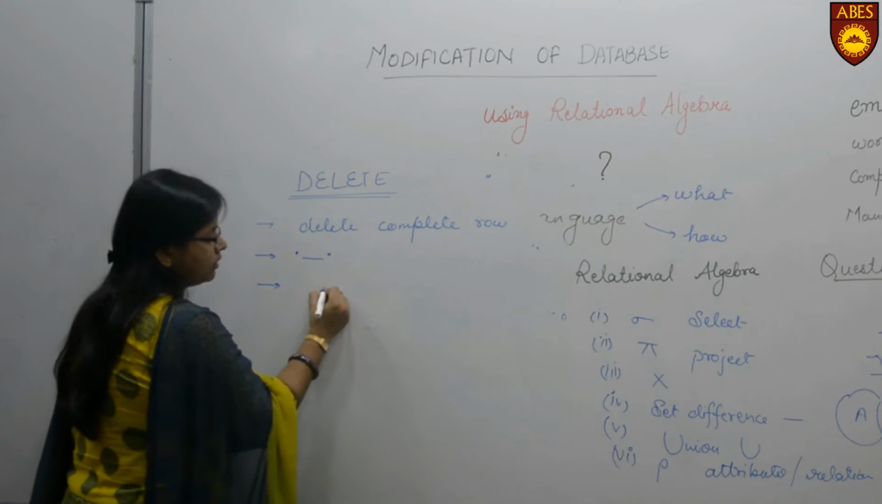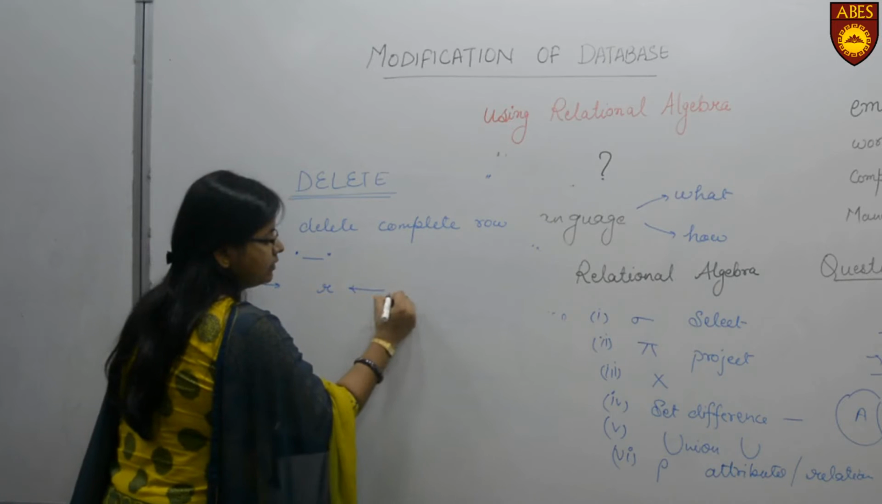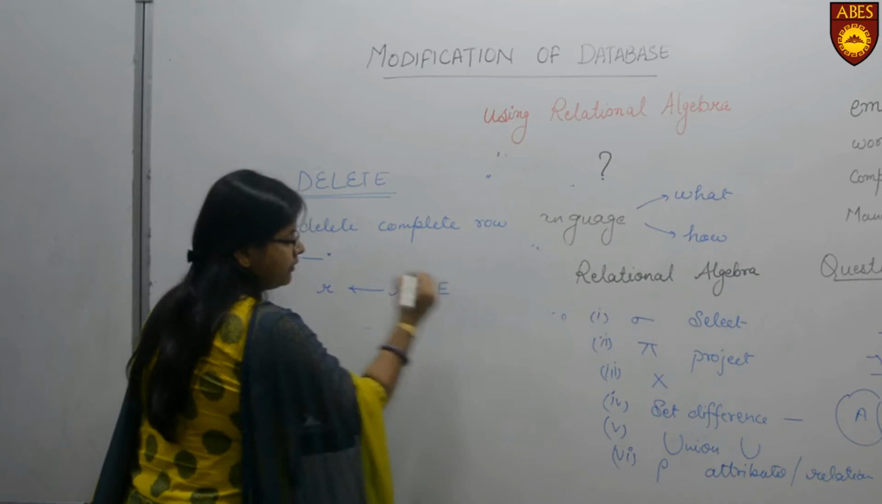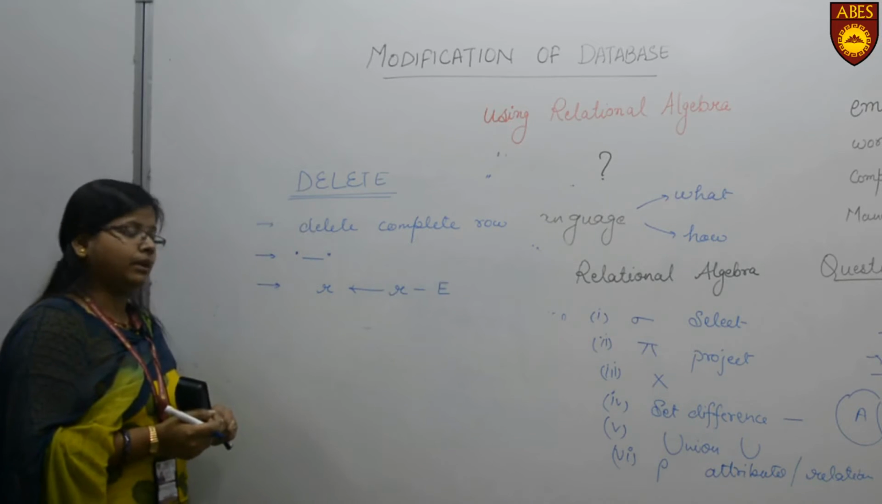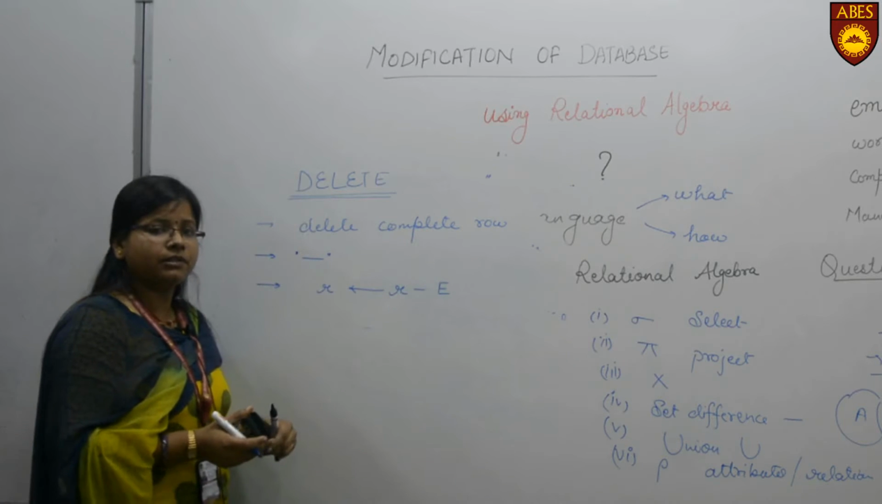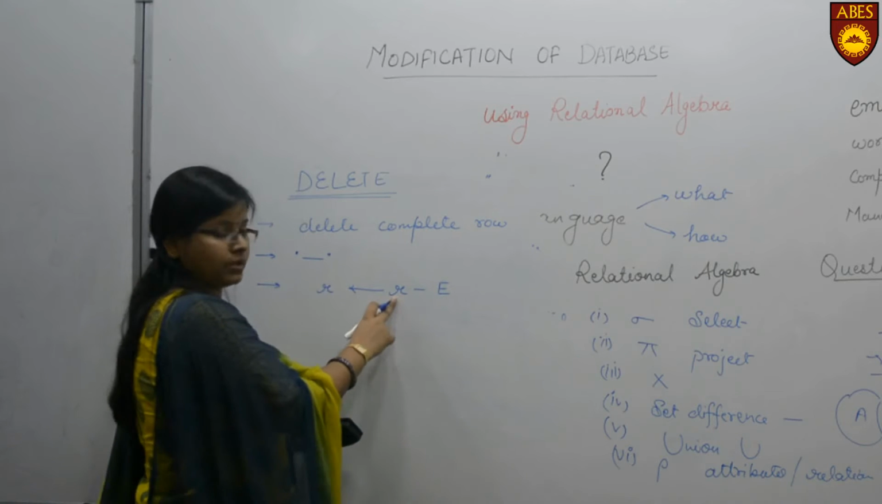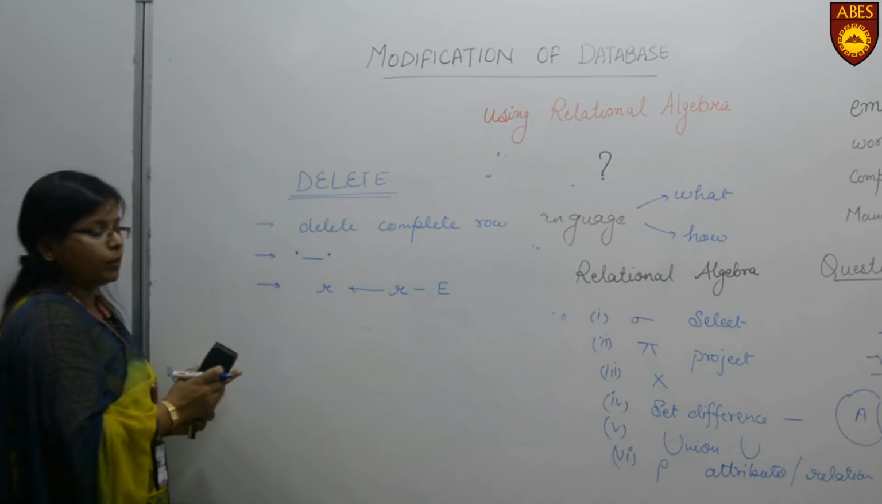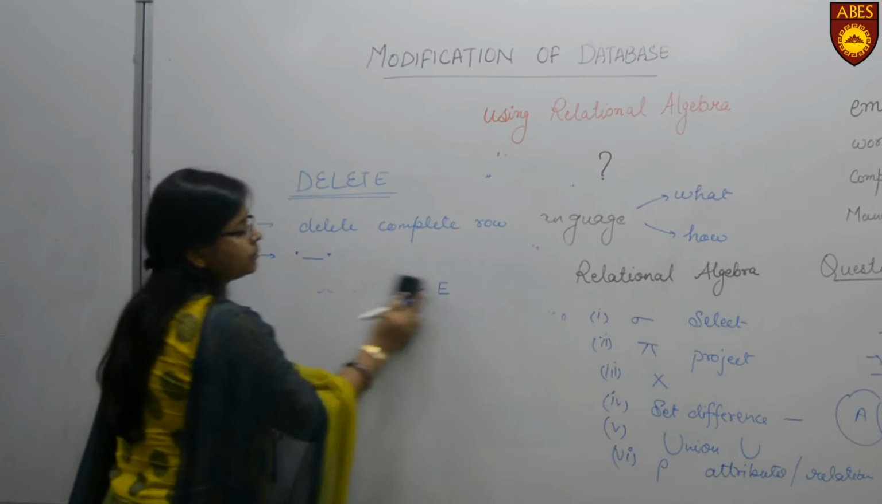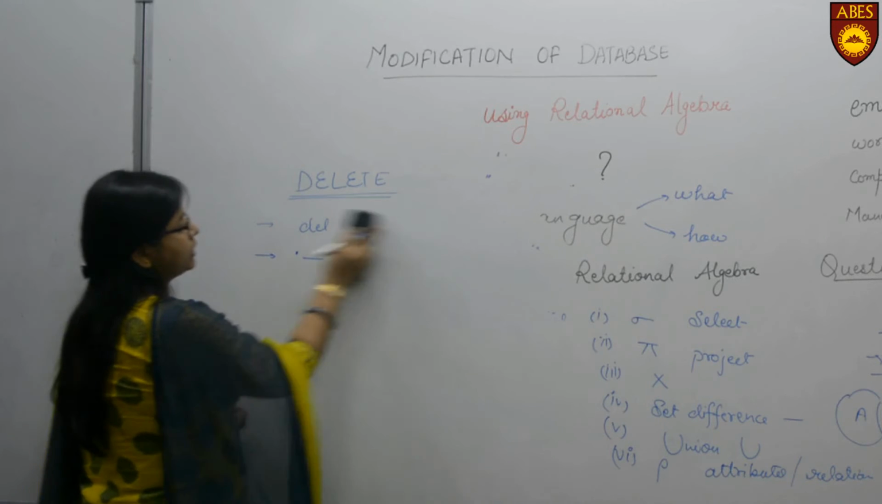So the syntax will be R assigned with R minus E, where again R is a relation and E is a relational algebra expression, which is again equivalent to a relation. So this will be about delete. Next will be the update command.